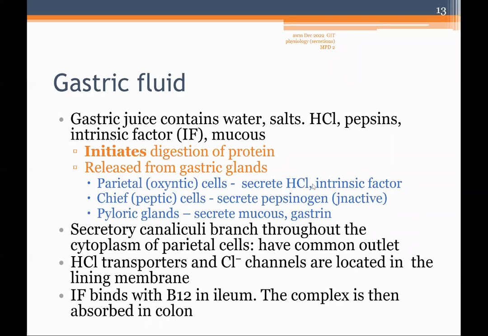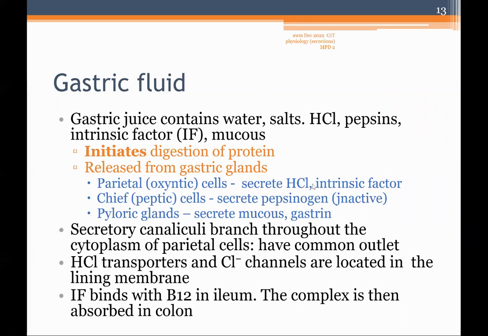So then you have pepsinogen, which is produced in its inactive form. But then when it gets into the stomach, it will be activated. Then you also have hydrochloric acid, which is secreted by the parietal cells, and intrinsic factor. Now, the secretory canaliculi branch throughout the parietal cells.